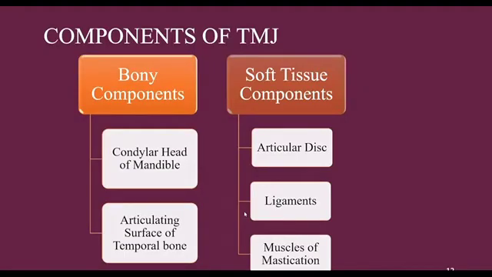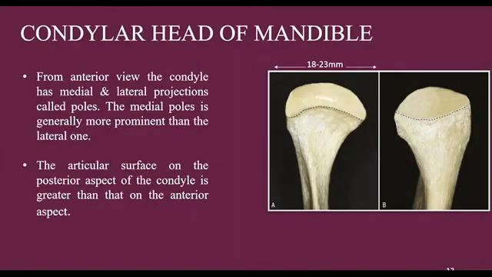Bony components of TMJ: condylar head of the mandible and articulating surfaces of temporal bone are the bony components, and soft tissue components are the articular disc, ligaments, and muscles of mastication. Condylar head of the mandible. The total mesiolateral length of the condyle is between 18 to 23 mm and the anterior-posterior width is 8 to 10 mm.